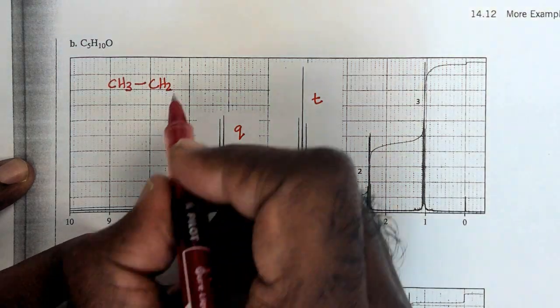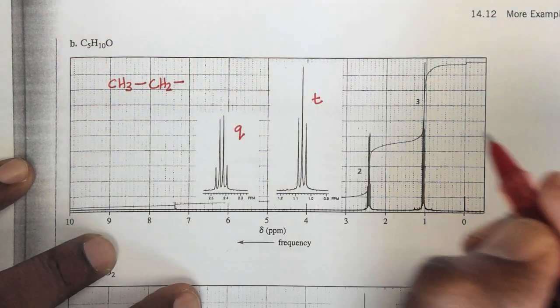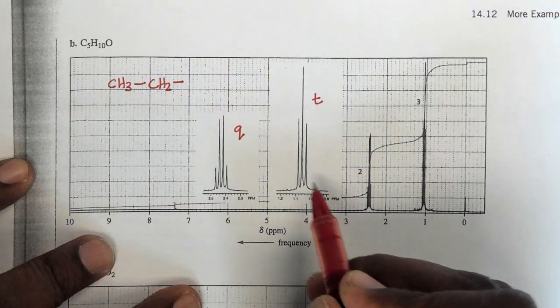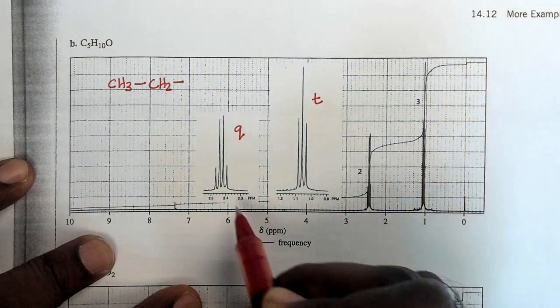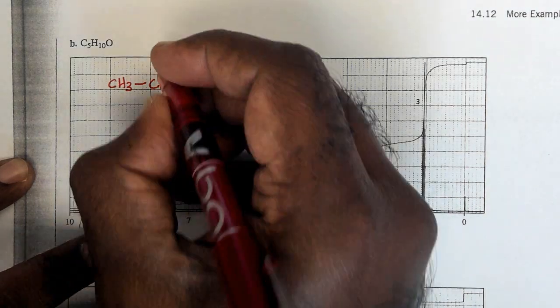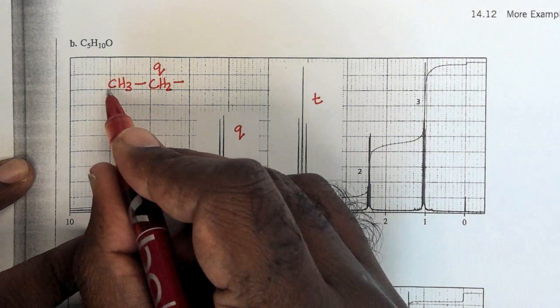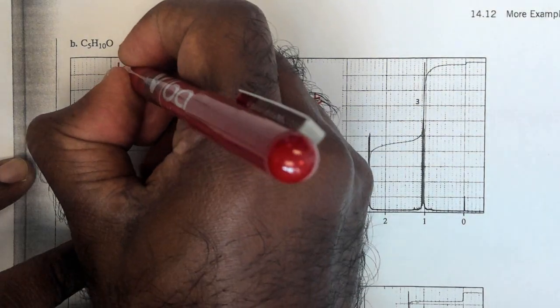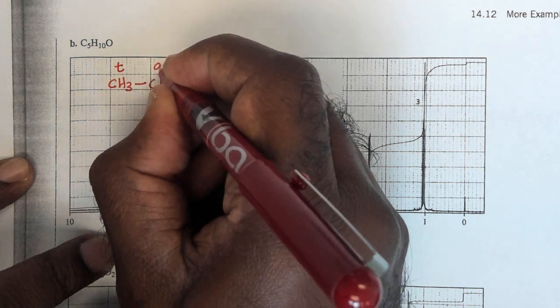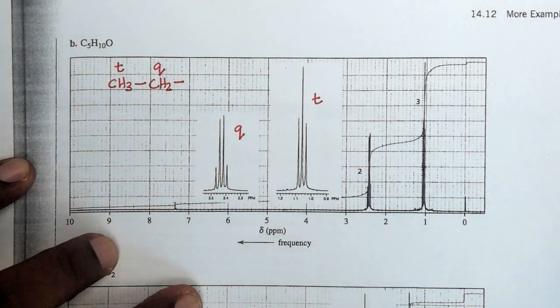If I look at the splitting patterns of each of these, this CH2 is split into a quartet, and you can see here 2.2, and they've expanded it here to see it's very clearly a quartet. So this is a quartet, and the CH3, as you've indicated, is a triplet. 2 plus 1 is 3, so that's a triplet. 3 plus 1 is 4, so that's a quartet. So I have my 2 groups in there.